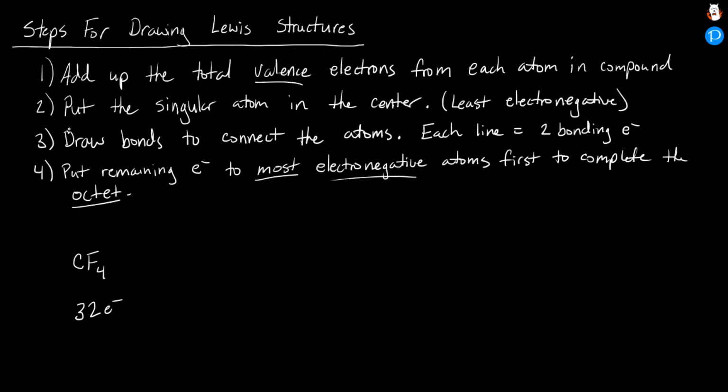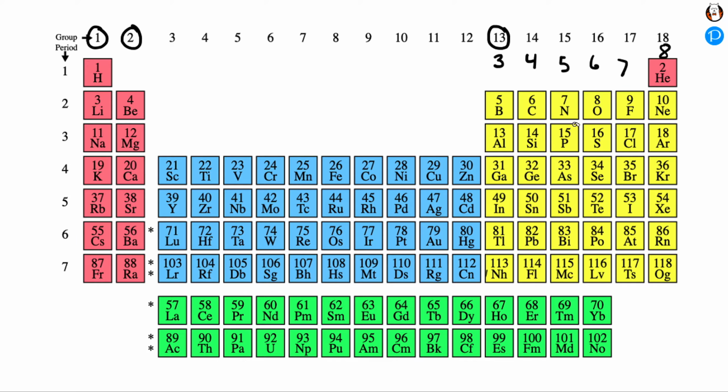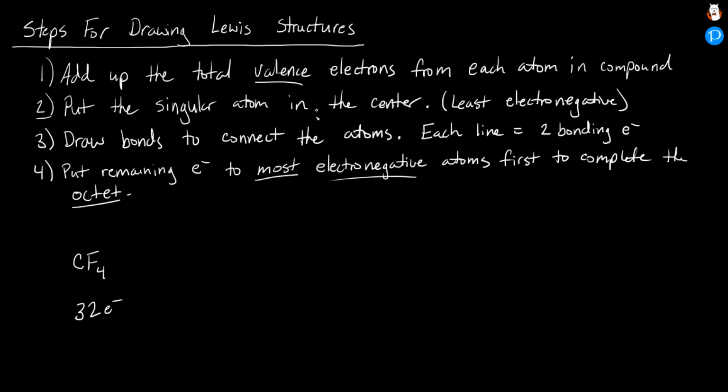That's how many I need to represent within that Lewis structure. Step 2, let's put the singular atom in the center, or in other words, the least electronegative one. Here's our singular atom right here, carbon. And we know that just by looking at the periodic table, by the way, it's further to the left than fluorine, so I know this is less electronegative than fluorine. But anyways, let's come back here.